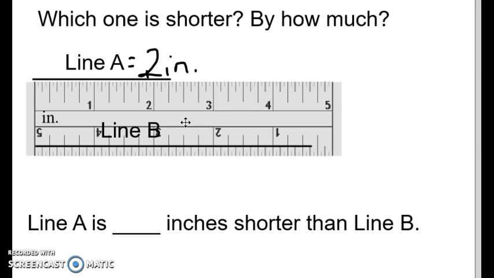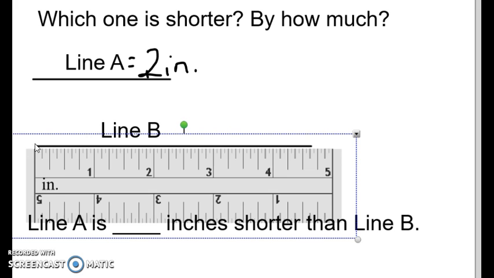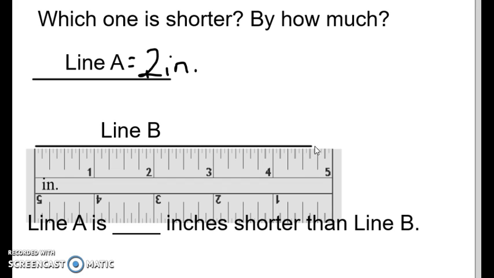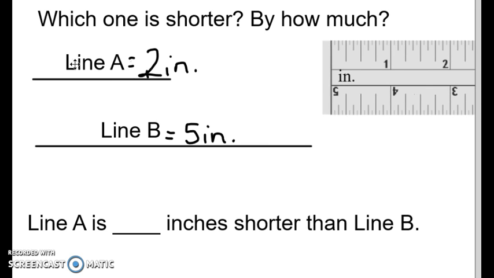Now I'm going to measure line B. So moving my ruler, I carefully line it up where the 0 would be. Go to the end and find which number it's closest to. Here, the end is clearly closer to 5, so line B is 5 inches. So I'm going to write 5 inches. Now, again, let's think about it. This time, I want to know how much shorter line A is than line B. So I'm looking for this part right here.